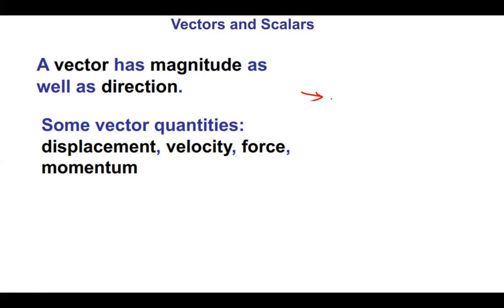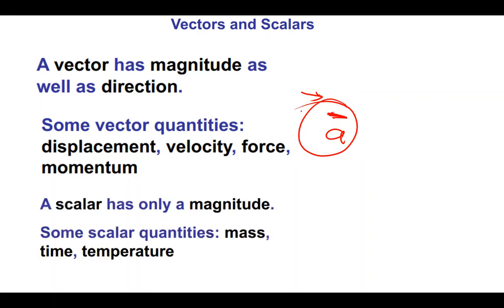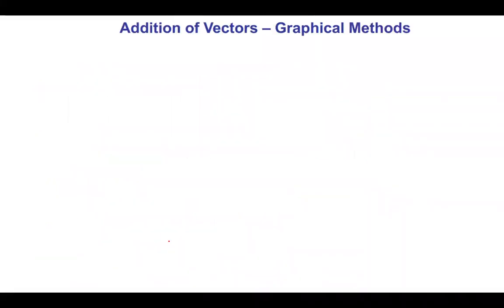If they do not put this arrow, sometimes they just put a bar on top. If they write A and there's a bar on top, it means that what they have written there is a vector. Okay. So scalars only have magnitude, and some scalar quantities are mass, time and temperature.